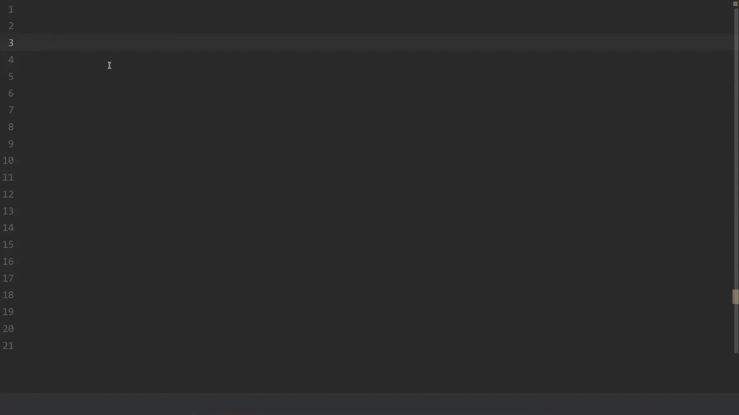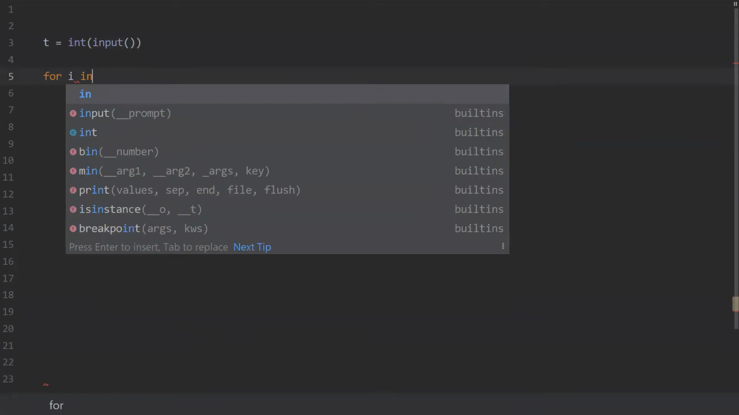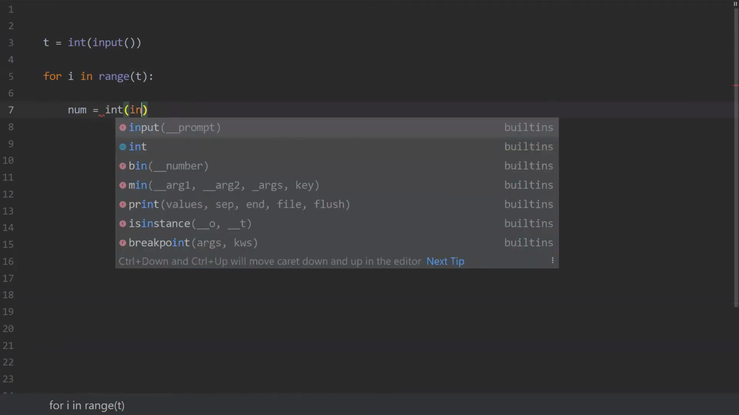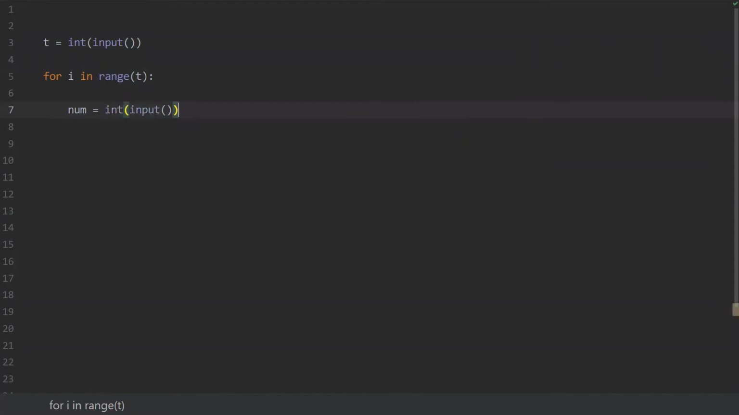I'll tell you the logic behind this problem as I write the code. Firstly, we need to input the number of test cases. So t equal to int input. And for each test case, we'll run a for loop. Let our input number be equal to, let us call it num, so num equal to int input.